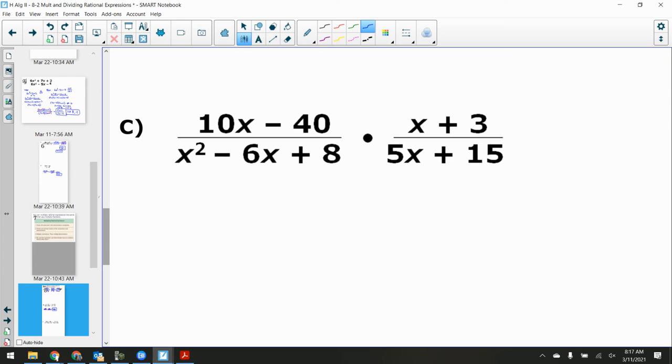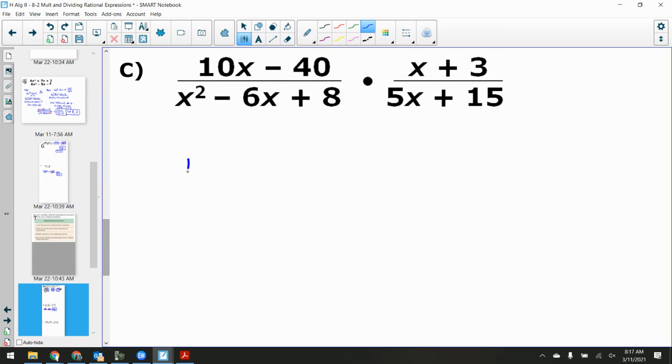We'll say that. All right, take a look and see here. 10x minus 40 divided by x squared minus 6x plus 8 times x plus 3 over 5x plus 15. All right, so the process is factor everything down and then see what will cross simplify. I mean, remember, the process is the same for what we were doing with numbers. When I was multiplying two fractions together, I cross simplified using all the prime factors, and then I multiplied in the end. Same process. We're not changing the process.